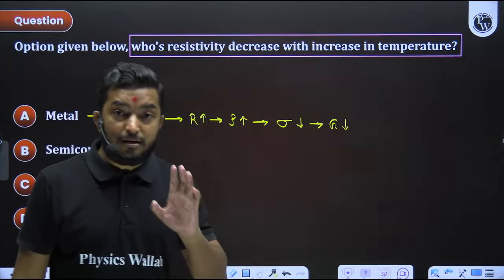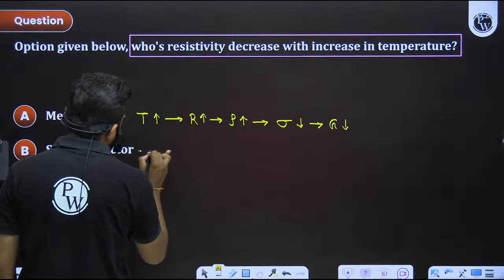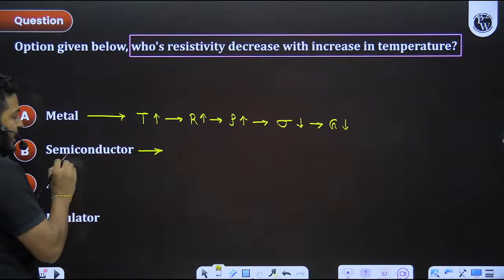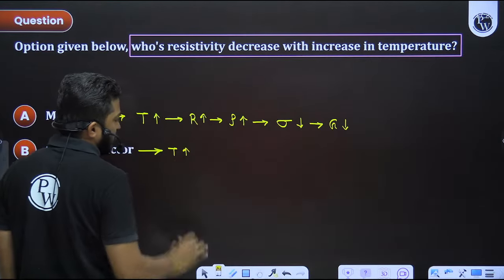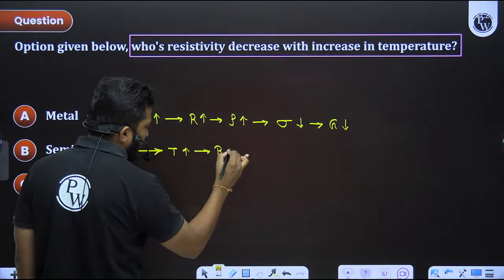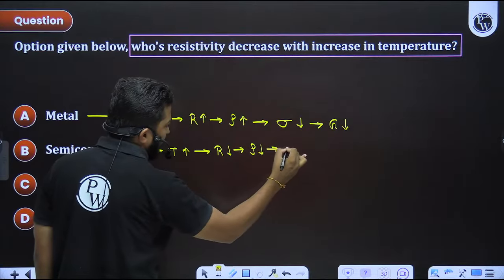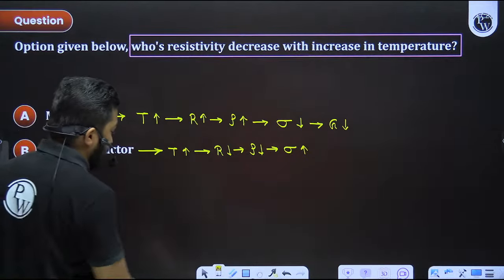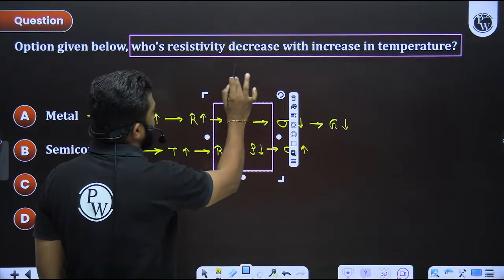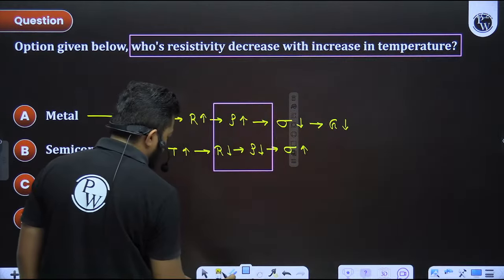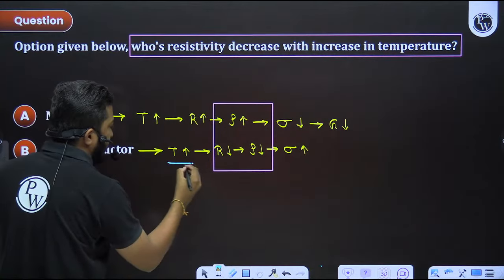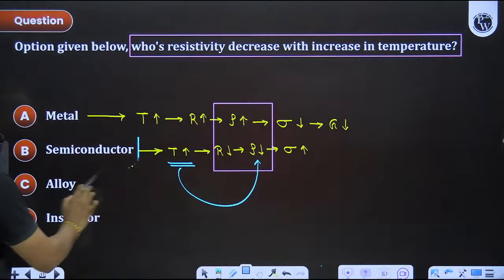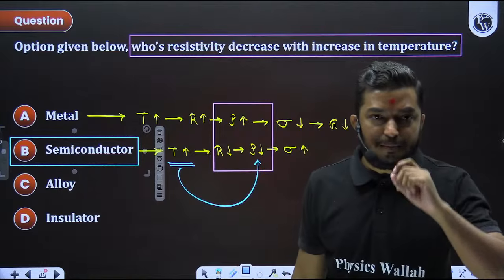Now move ahead to the semiconductor. A semiconductor has a totally inverse property. If we increase the temperature of a semiconductor, the resistance is going to decrease, the resistivity is going to decrease, and the conductivity and conductance are going to increase. So what is demanded? Whose resistivity decreases with an increase in temperature. Whenever the temperature increases, the resistivity decreases for the semiconductor. So option B is the perfect answer.